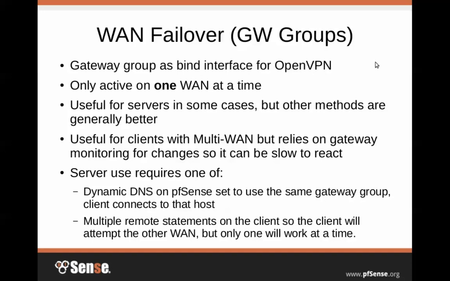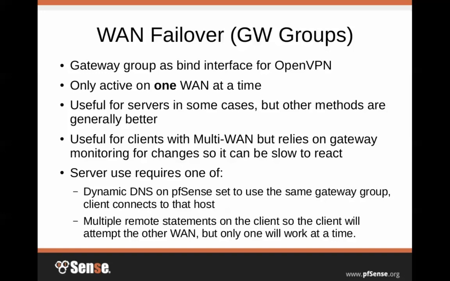If you use the gateway group method, where under System and Routing on Groups, if you've defined a failover group, one on tier one, the next gateway on tier two, you can select that as a bind interface for OpenVPN. However, when it's like that, the VPN is only active on one WAN at a time. So when it fails over, your client not only has to know how to reach the other WAN, but it has to know to try it. Those two can't be independent.